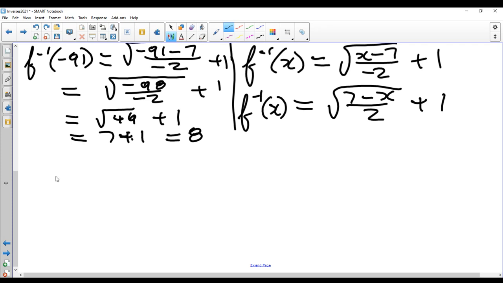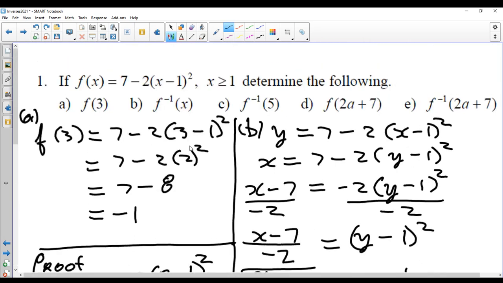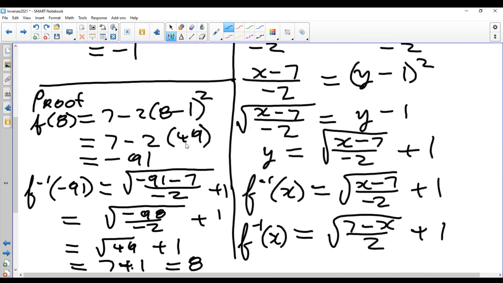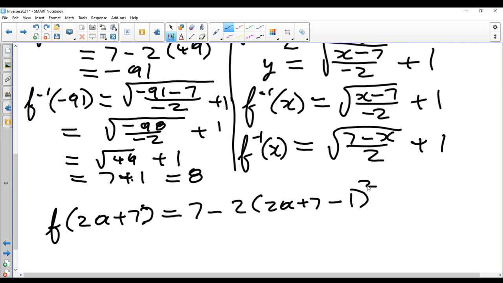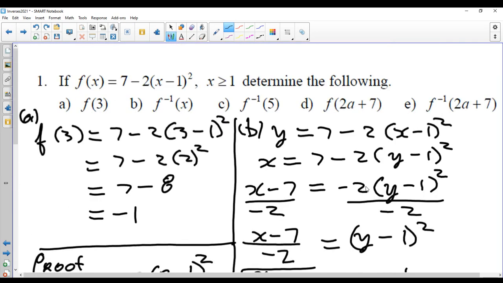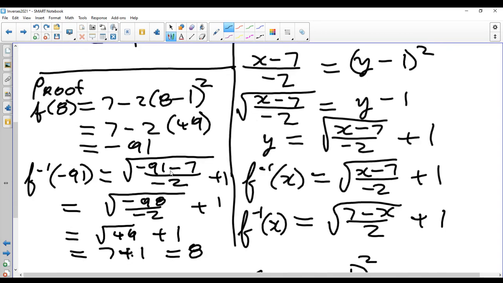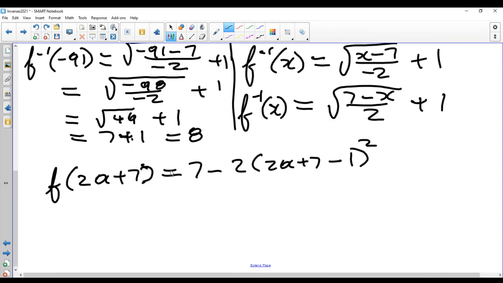The original function was 7 minus 2(x minus 1) squared. So, 7 minus 2 times (2a plus 7 minus 1) squared. Let me make sure I got everything in there. There's a 2 in front of that. Yes, I do have the 2 there.